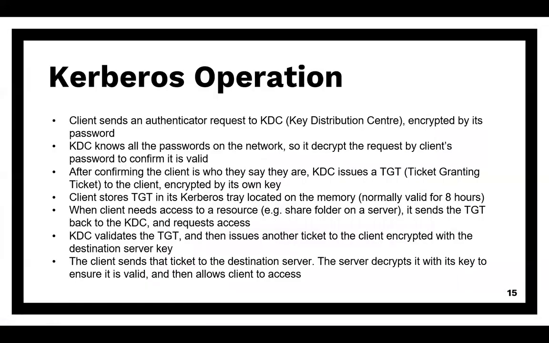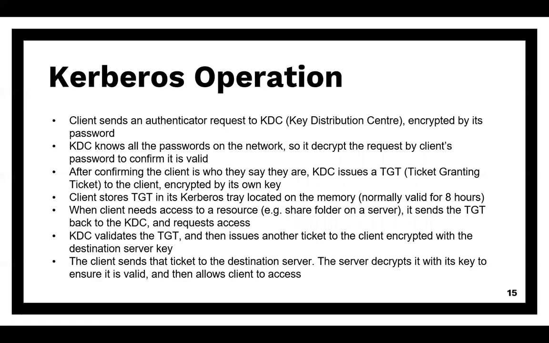KDC knows all the passwords in the network, so it decrypts the request by client's password to confirm it is valid. After confirming the client is who they say they are, KDC issues a TGT, or ticket granting ticket, to the client, encrypted by its own key. Client stores TGT in its Kerberos tray located in the memory, normally valid for 8 hours.